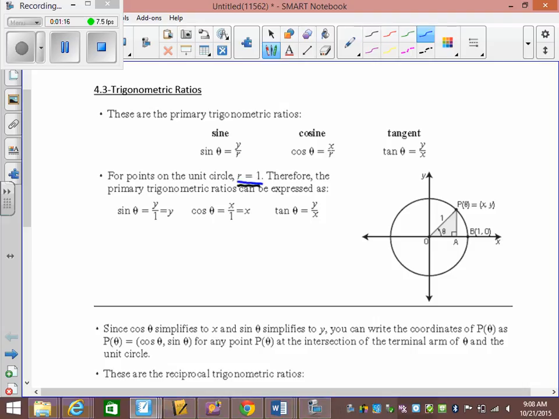So for points on the unit circle, r equals 1. Therefore, the primary trig ratios can be expressed as sine theta equals y, cos theta equals x, and tan theta equals y over x. And it's y over 1 because your radius is 1. It's x over 1 because your radius is 1. So that is why sine is actually y and cos is x on your unit circle.